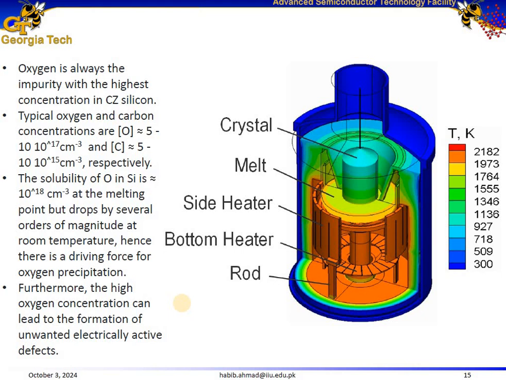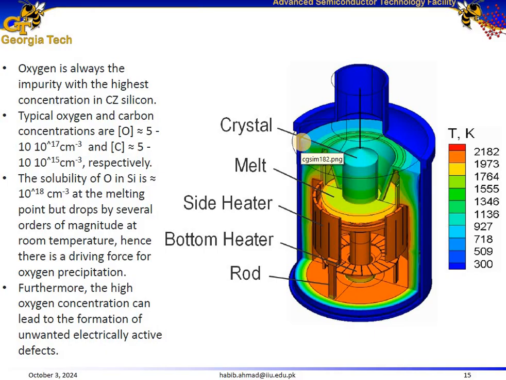This image highlights the key aspects of impurities in Czochralski's silicon crystal growth method. Oxygen is the most prevalent impurity in the Czochralski's growth method, typically with concentrations in the range of 5 to 10 × 10^17 per centimeter cube. Similarly, carbon concentrations are much lower, in the range of 5 to 10 × 10^15 per centimeter cube. The solubility of oxygen in silicon is high, approximately 10^18 per centimeter cube at the melting point.